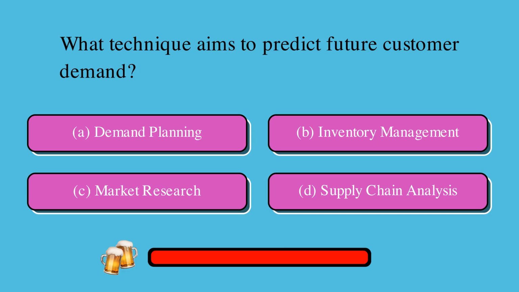What technique aims to predict future customer demand? Is it A, demand planning, B, inventory management, C, market research, or D, supply chain analysis? The correct answer is A, demand planning.